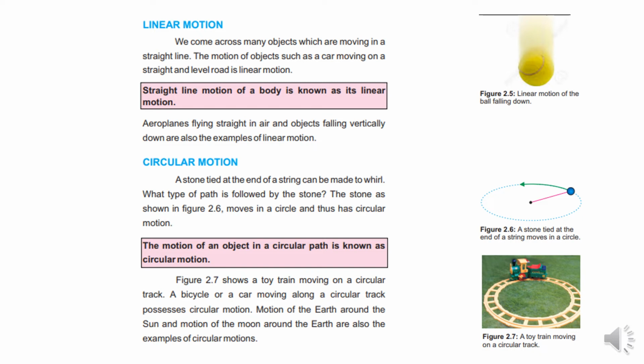You see here in figure 2.7, a toy train moving on a circular track. A bicycle or a car moving along a circular track possesses circular motion. Motion of the earth around the sun and motion of the moon around the earth are also the examples of circular motion.